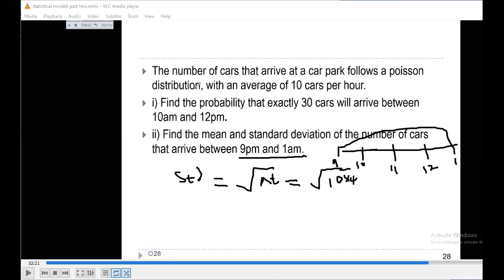Okay, sorry. So I was explaining that to get the mean and the standard deviation, you first need to check the given time interval here. Here is from 9 to 1. So you have 4 time intervals. So your standard deviation is the square root of lambda t, because we have t involved here for a homogeneous Poisson process. So that will be the square root of 10 times 4, which will be the square root of 40.